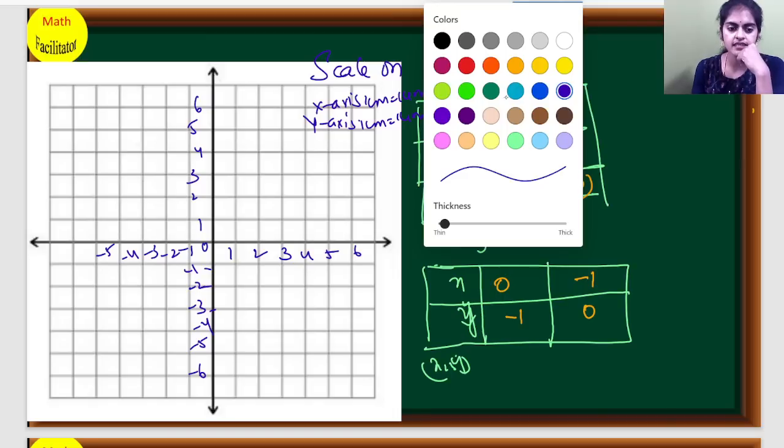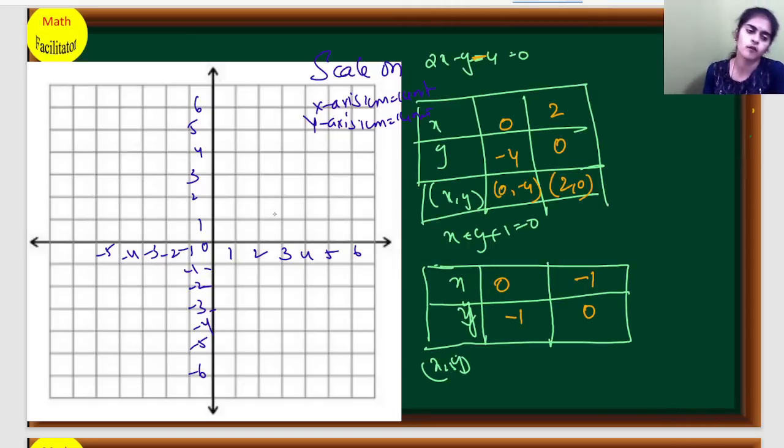So the first point is 0, comma minus 4: 0 on the x-axis, minus 4 on the y-axis. This is the point. Then 2, comma 0: 2 on the x-axis and 0 on the y-axis. 2, comma 0.